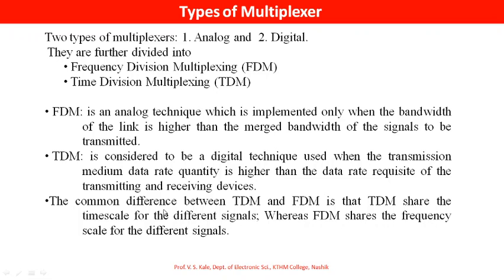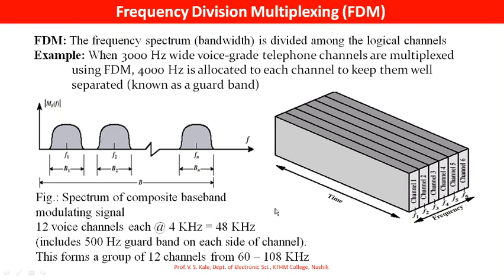The important common difference between TDM and FDM is that TDM shares the time scale for the different signals. Time slots are allocated, whereas FDM shares the frequency scale for the different signals. This is about FDM, TDM, and just the difference between TDM and FDM.